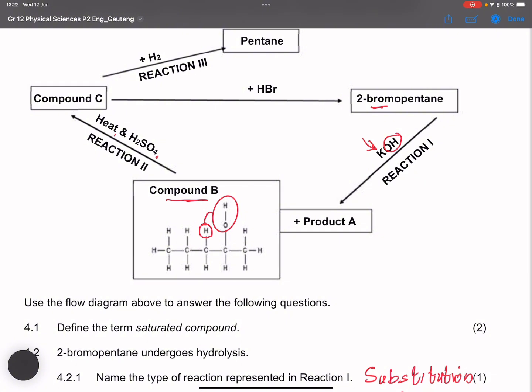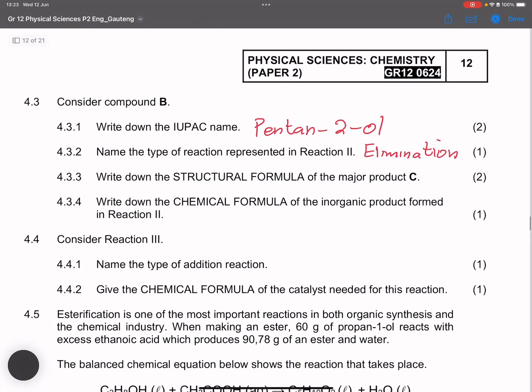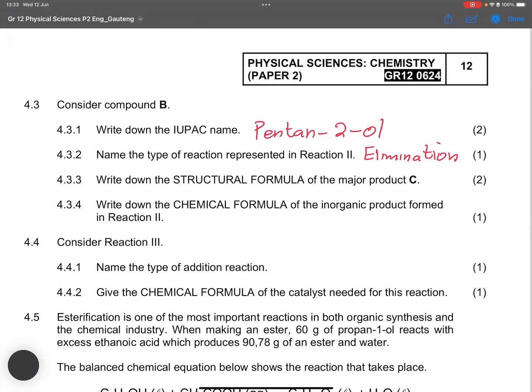Okay, so that means I'm going to now form a double bond between carbon number 2 and carbon number 3, right? And so that would be 2-pentene. Okay, that is what I formed there. So they say to us, write down the structural formula of the major product. I don't have much space there. So what I'll do is I will try to write it over here.